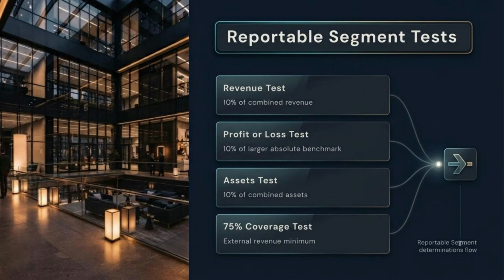In video 1, we identified operating segments using the management approach and the chief operating decision maker view. Now we move to the next question. Which operating segments become reportable segments? ASC 280 uses three 10% tests, a 75% external revenue coverage test, aggregation judgment, and comparability rules.